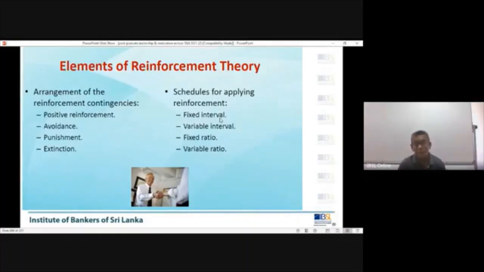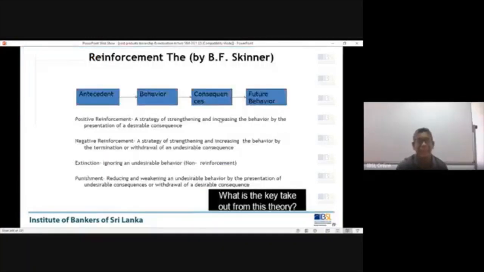Now what is that? It is a negative reinforcement. Why? Because you have an experience that is not given, a bad experience. Right? It is a negative experience in that case. Now, positive reinforcement, right? The strategy of strengthening and increasing the behavior through the presentation of a desired consequence. But the negative means strengthening and increasing the behavior through the termination or withdrawal of undesirable consequences.